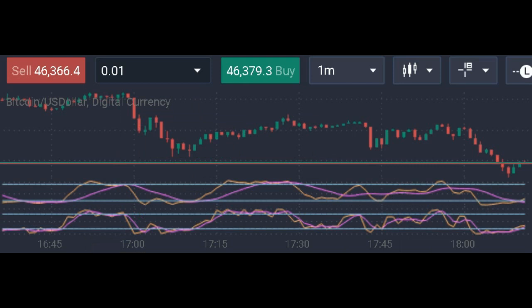Now I'm going to tell you about the platform that I'm using, and then when we come back, we will talk more about the difference between the slow and fast stochastics.